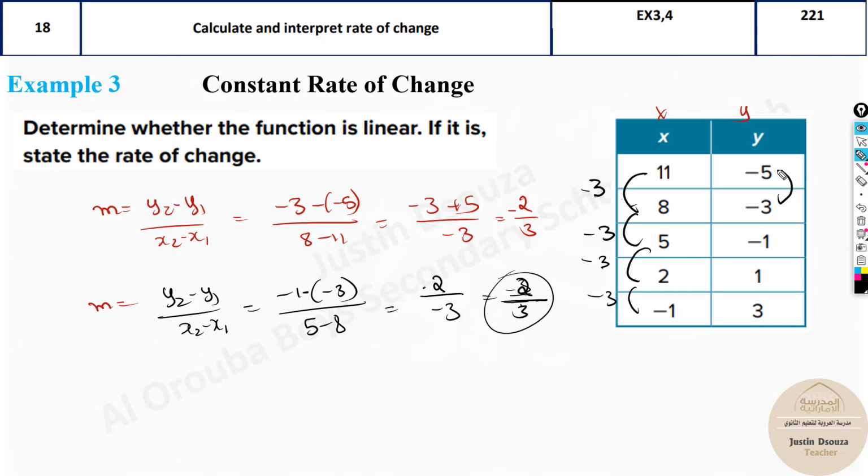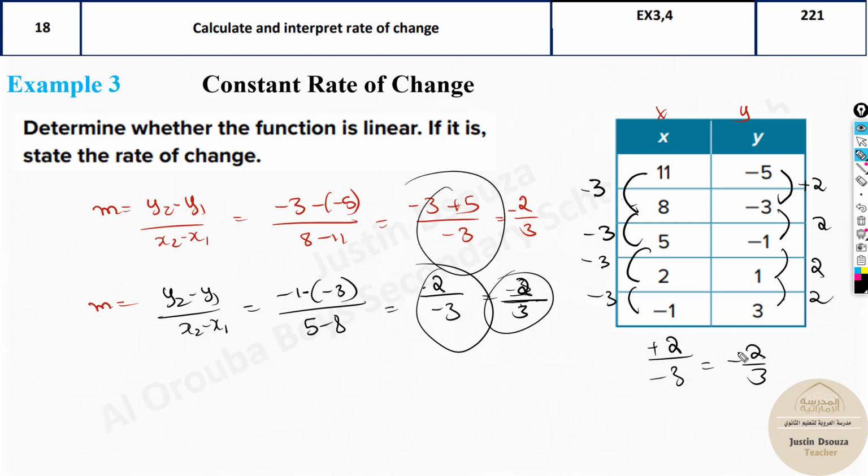What is being added? If you look carefully, it will be plus 2 here. Then over here also it's plus 2, plus 2, plus 2. The difference is even equal on both the sides. That means yes, it is true. So we have plus 2 divided by minus 3. So it was minus 2 by 3. Isn't it? We got over here, same thing.